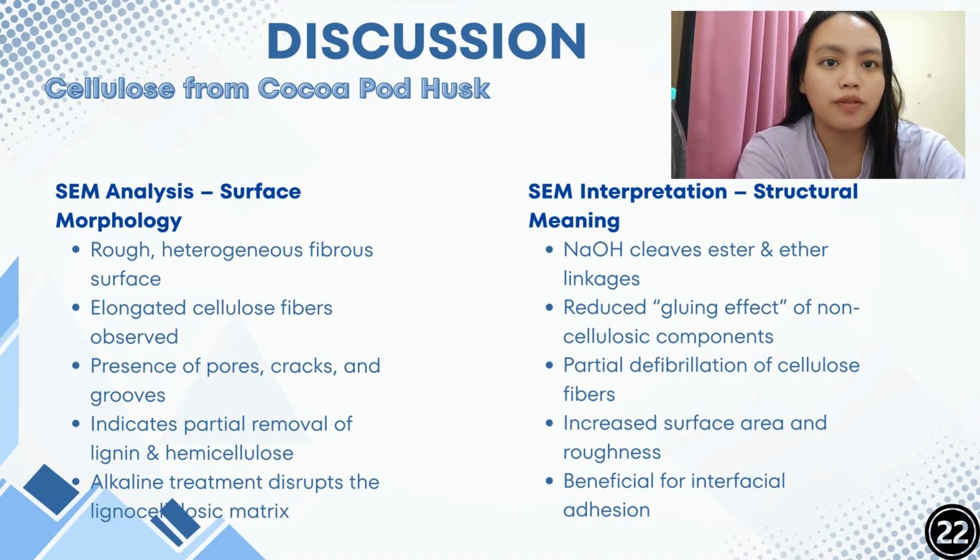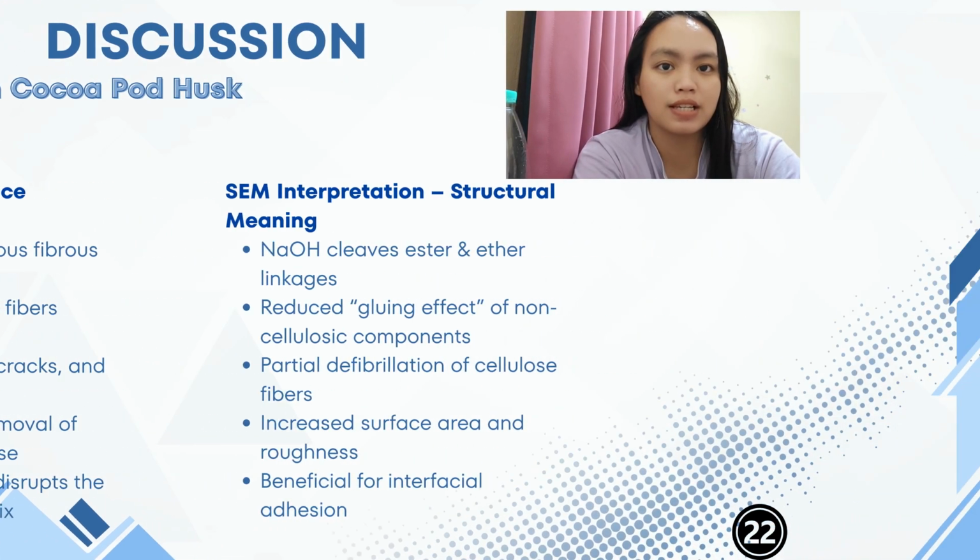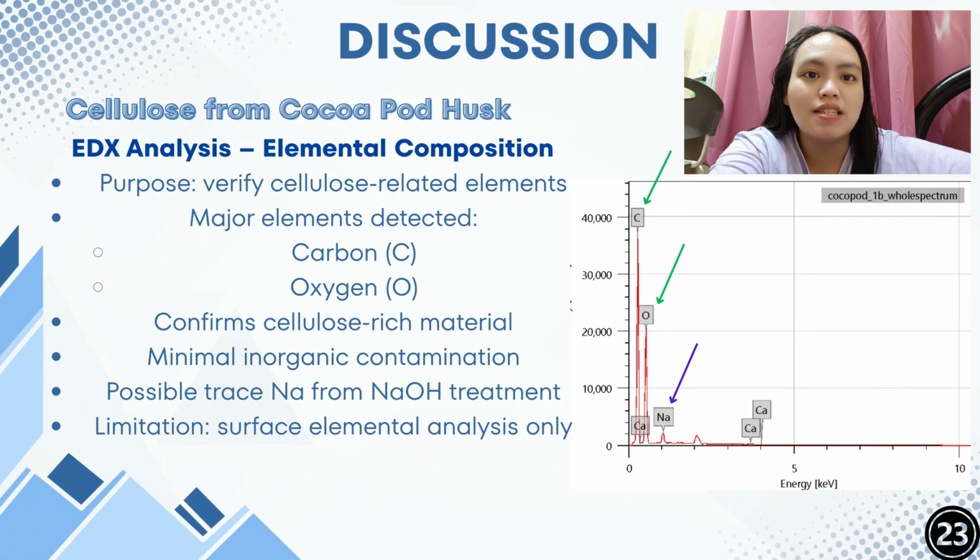The increased surface roughness and formation of fissures lead to a higher surface area, which is beneficial from a materials perspective because it improves mechanical interlocking and interfacial adhesion when cellulose is used as a reinforcing material. Starting with EDX analysis, this technique was used to identify the elemental composition of the extracted cellulose.